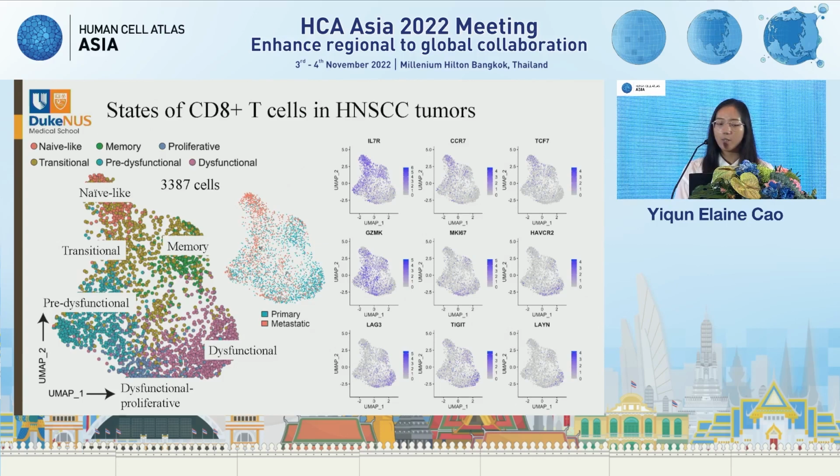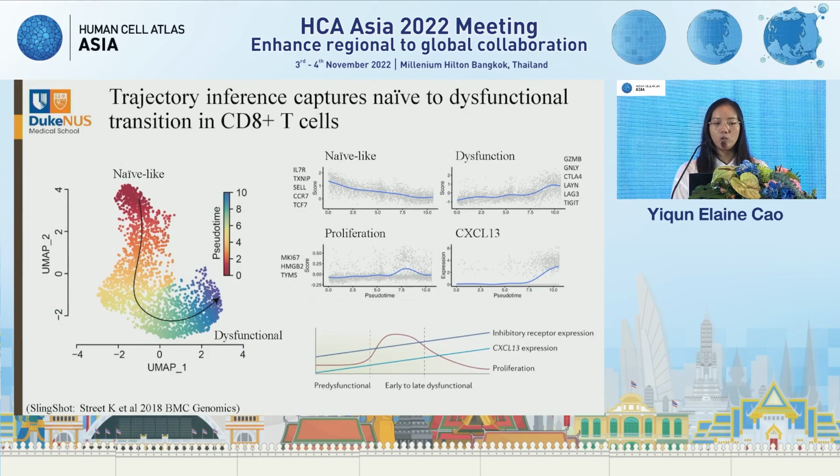As expected, most of the naive-like cells are from the lymph node metastatic sites, whereas the primary cells are more towards the dysfunctional states since they're exposed to the tumor antigen for a longer time. Then, based on these clustering results, I applied Slingshot to infer the trajectories. And using the late dysfunctional cluster as the endpoint, Slingshot identifies one trajectory starting from the naive-like state.